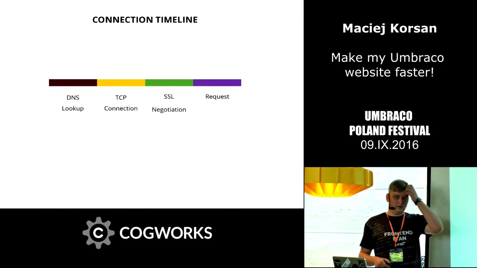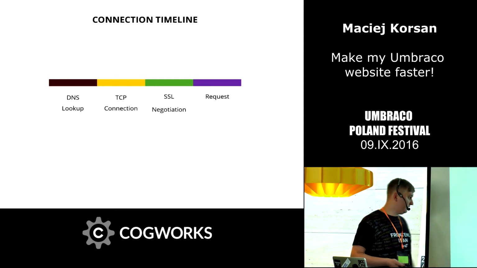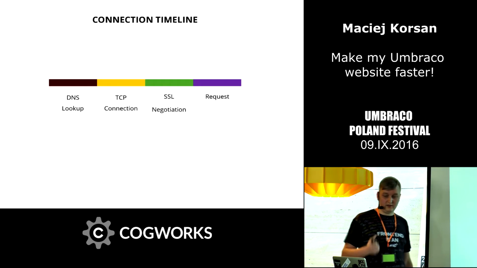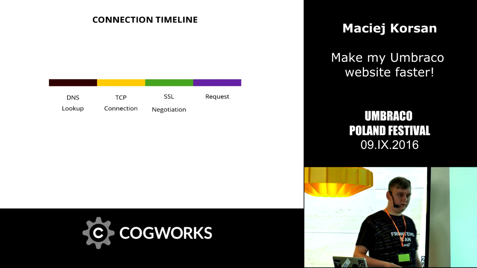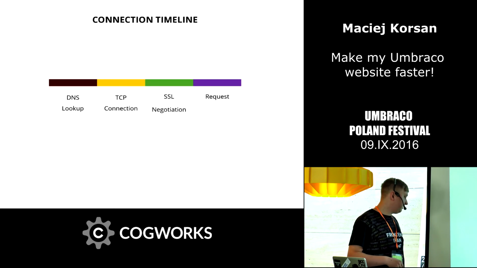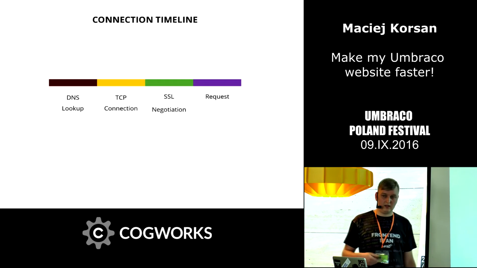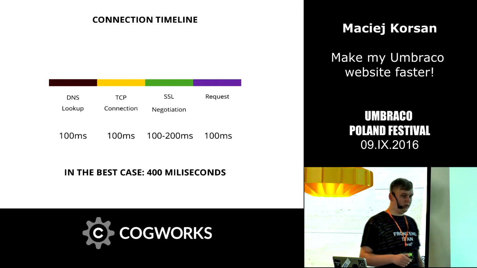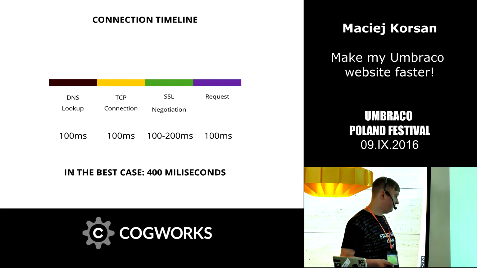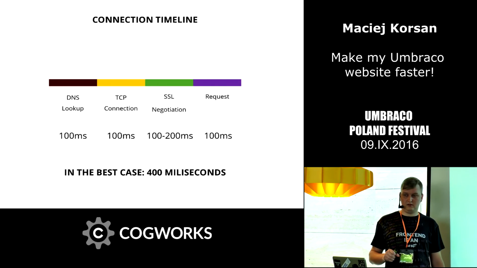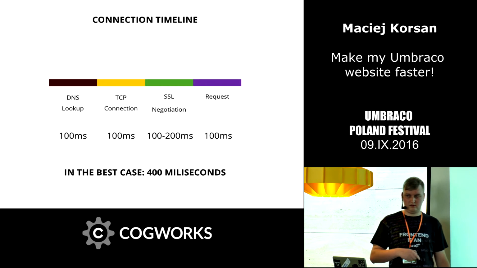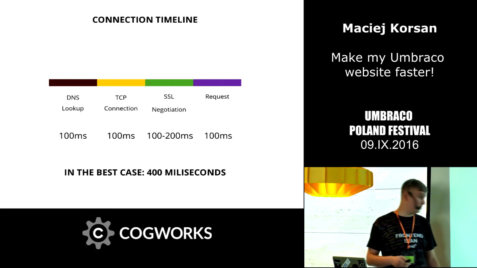Okay, but now we are going to take some serious business. We've got something called the connection timeline. This is the connection timeline that the browser does every time it wants to download something. So we've got the DNS lookup, we've got the TCP connection, SSL negotiation only if SSL of course occurs, and then it goes to the request. How long does it take? In the best case, if you have a fast internet connection, it takes 400 milliseconds just to start the request. It's about half a second on a good connection.